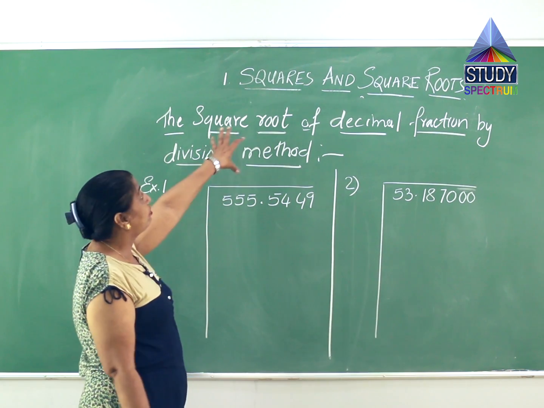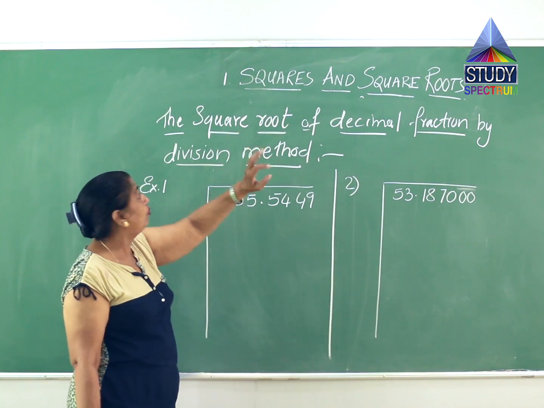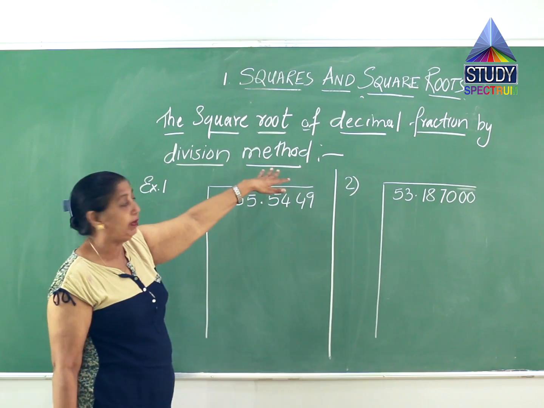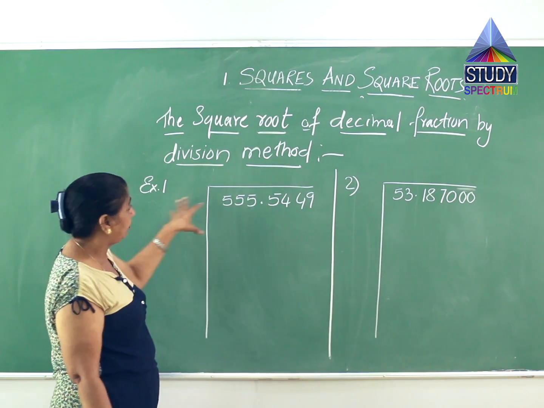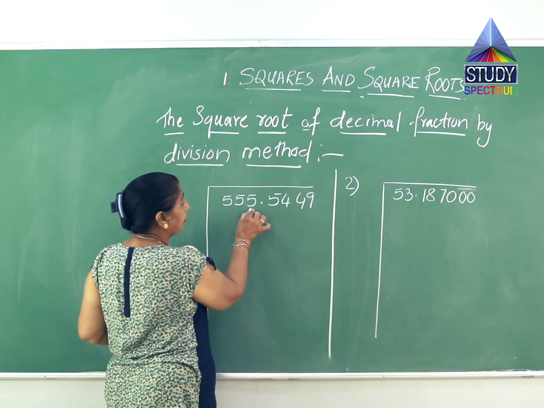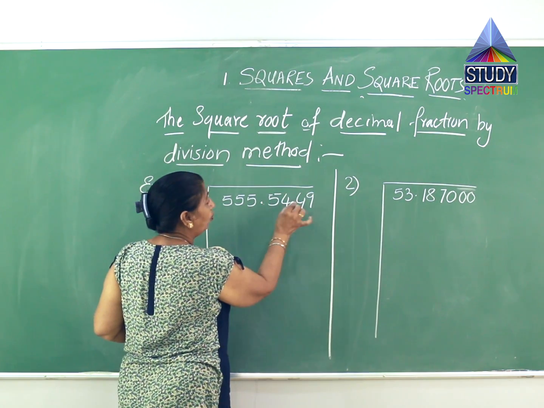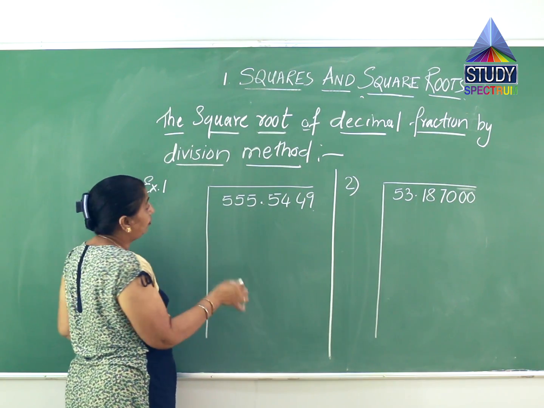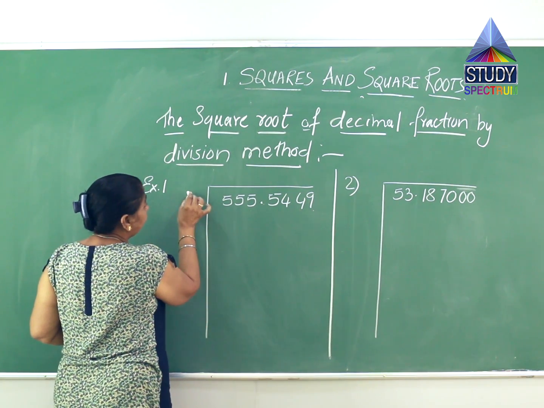Now children, the last topic of this chapter, that is to find the square root of a decimal fraction by the division method. Here two examples are given in your textbook. The first example is 555.5449. Let me start with the division method, which we have already understood before.